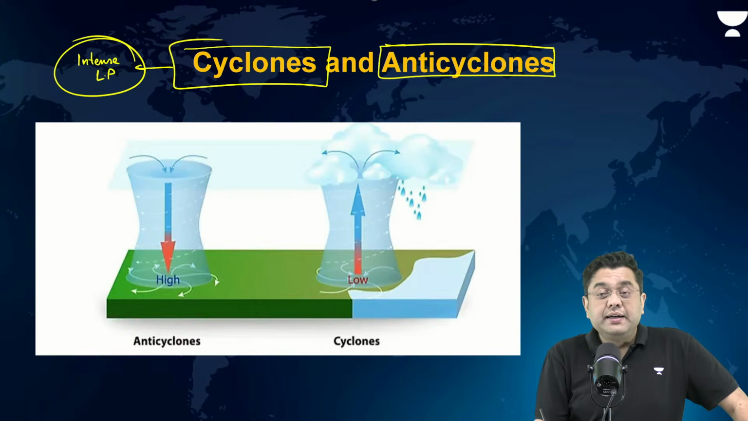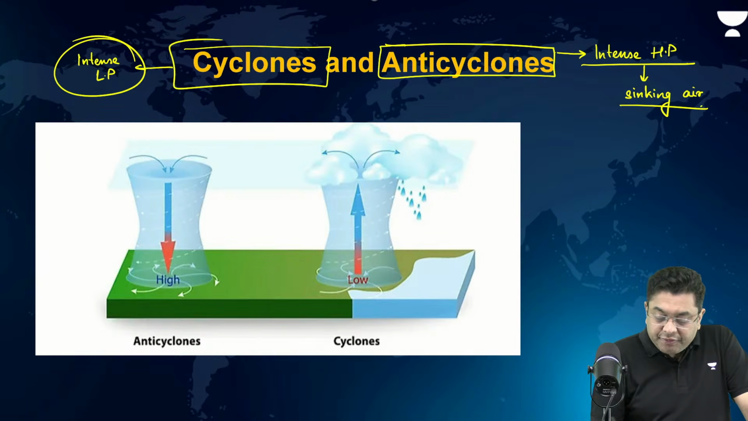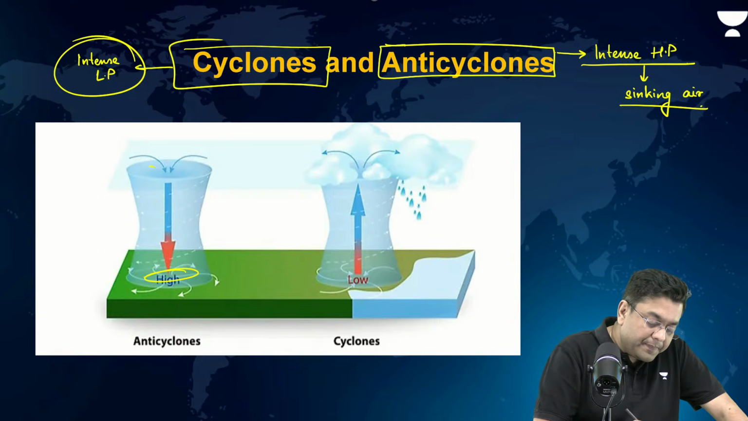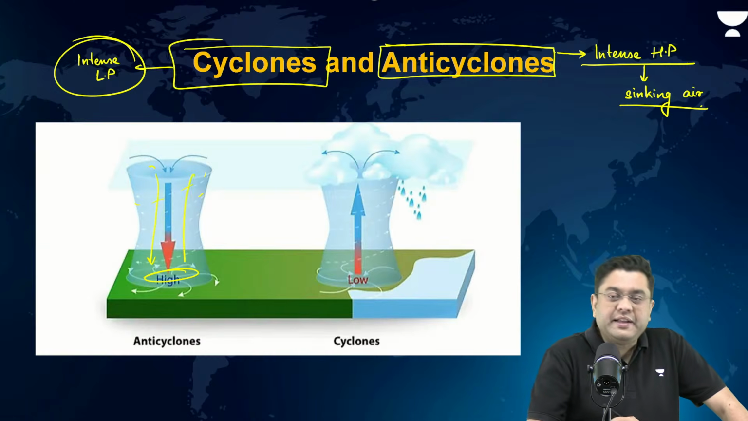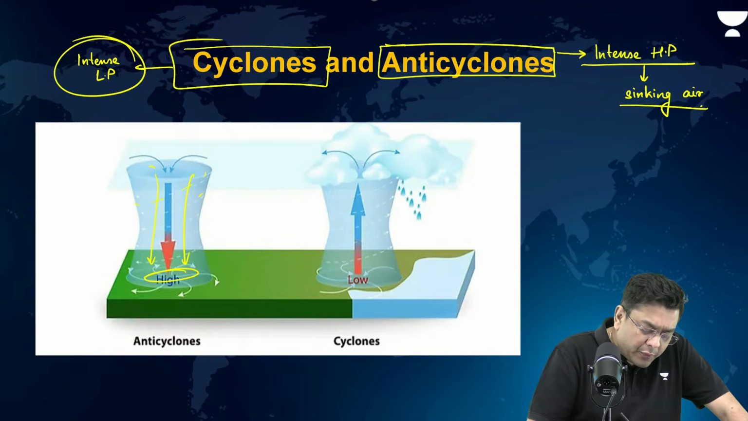Anticyclones get created in certain areas where you have intense high pressure. High pressure means sinking air. So if you can see this image, the first one is an anticyclone. Air is sinking, also following the Coriolis force. Coriolis force is something that no winds can avoid unless you are at the equator. And after this, the winds will move away from high pressure to all the regions.